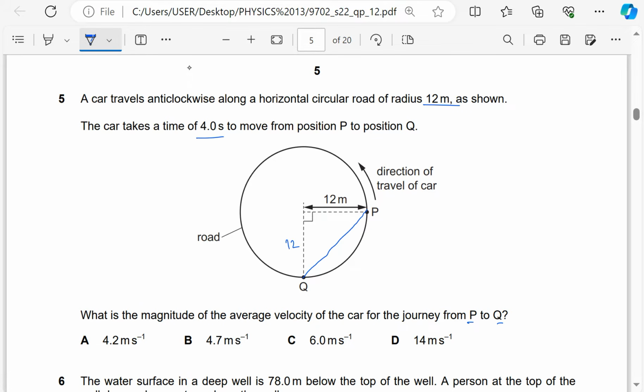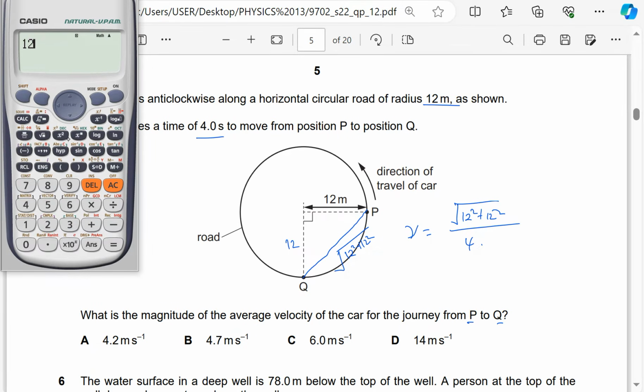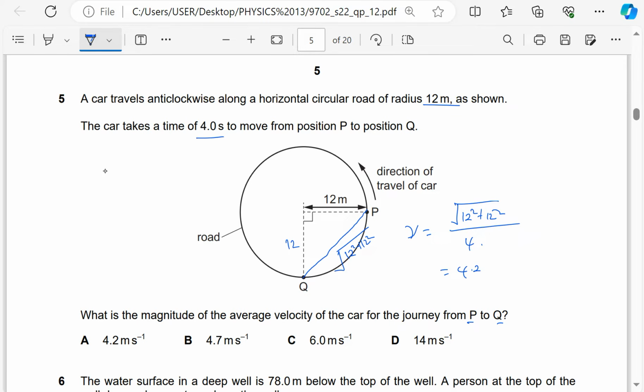So the displacement is going to be the square root of 12 squared plus 12 squared. That is going to be the displacement. So the velocity is going to be the square root of 12 squared plus 12 squared divided by the time, which is 4 seconds. So 12 squared plus 12 squared, root of the answer, divided by 4. So that is giving me 4.2. So this is going to be 4.2 meters per second.